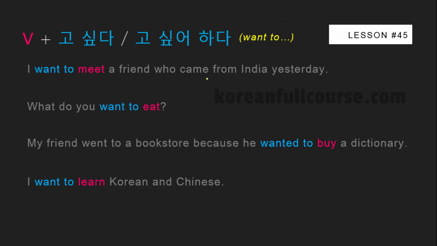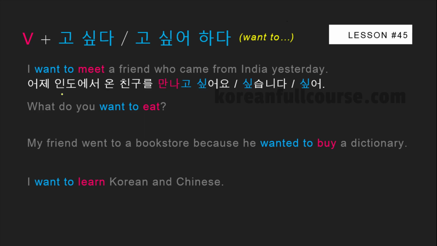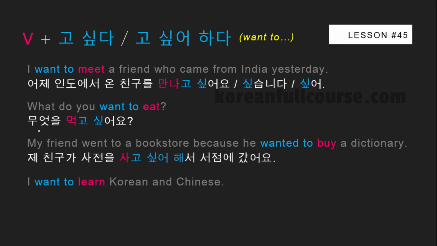Here, who came from India yesterday, you should have used a noun modifier. You can learn more about noun modifiers in lesson 41. So, 어제 인도에서 온 친구를 만나고 싶어요. 인도에서 온 친구 is a friend who came from India. What do you want to eat? 무엇을 먹고 싶어요?